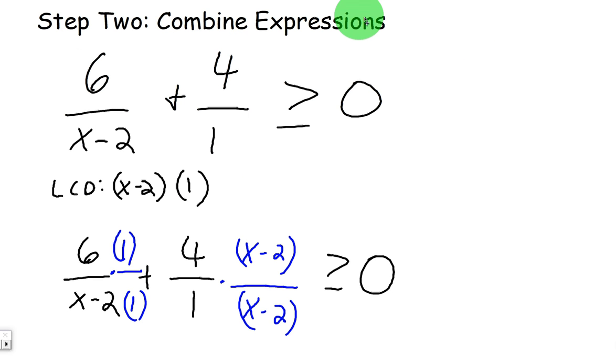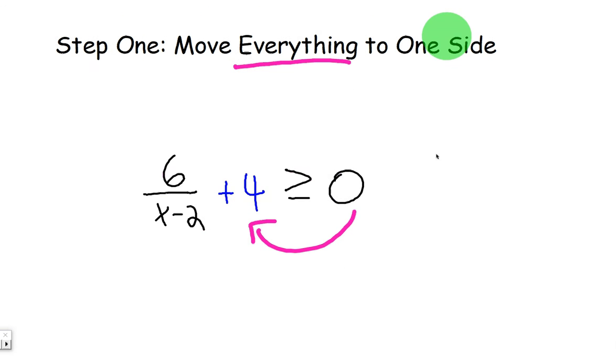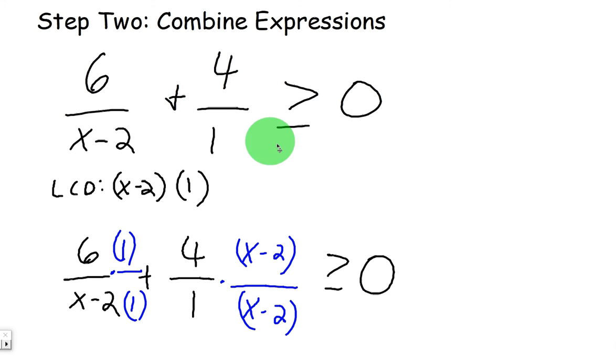Step 2, we're going to combine expressions. So notice we have to combine this expression with plus 4. They need a common denominator, so I'm going to have to write 4 over 1. And x minus 2 is not the same as 1, right? So I want to basically turn the 1 into an x minus 2. So I have to multiply it by x minus 2. And since I'm multiplying the bottom by x minus 2, I have to multiply the top by x minus 2. Because then ultimately I'm just multiplying by 1, right?